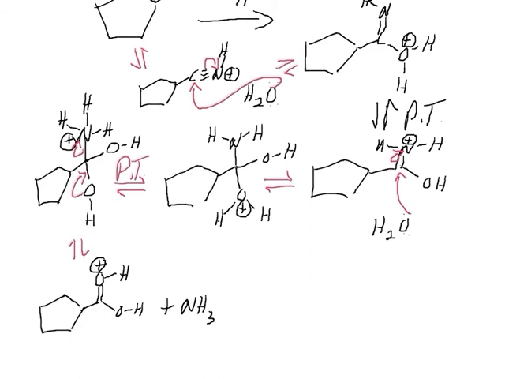So the only thing left to do is regenerate the catalyst, which is when the H plus gives back to the oxygen, the electrons to the oxygen. You end up with a carboxylic acid and then a little H plus left over. And obviously NH3 is gone. But that's how you turn a nitrile into a carboxylic acid.